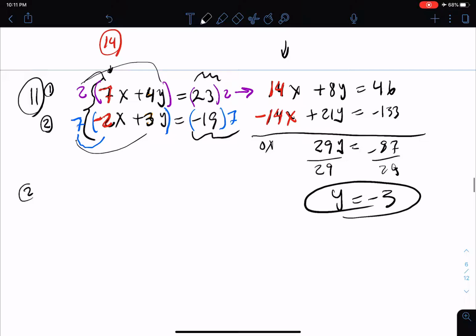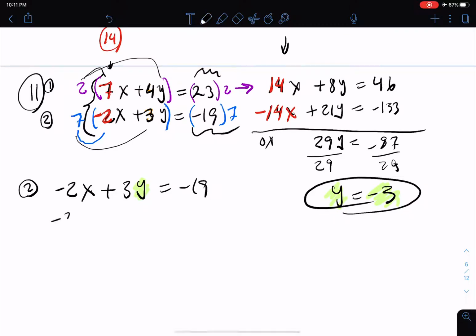Now remember, equation number 2, I'm just going to write it down again. The original equation number 2 was negative 2x plus 3y equals negative 19. Now if y is the same as negative 3, I'm going to replace y with negative 3. So now I've got negative 2x plus 3 times negative 3 equals negative 19, so negative 2x minus 9 equals negative 19.